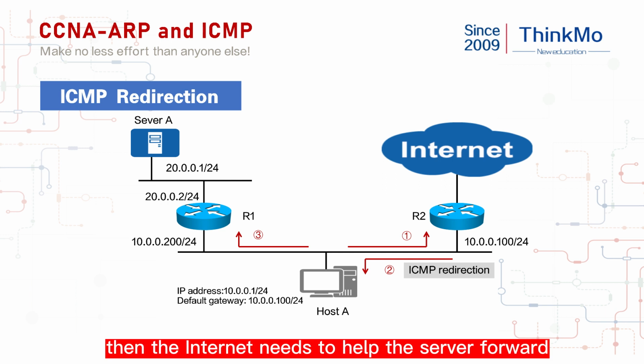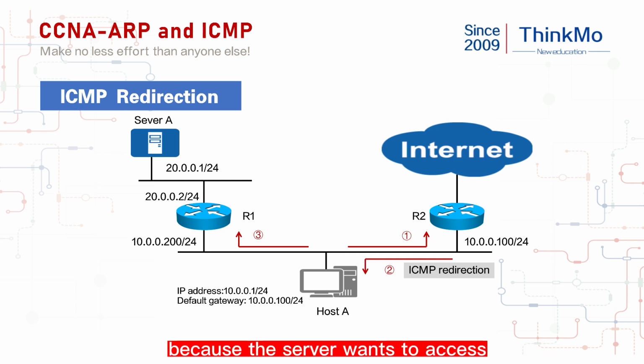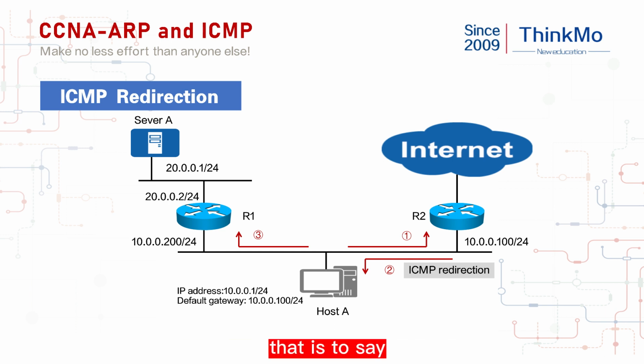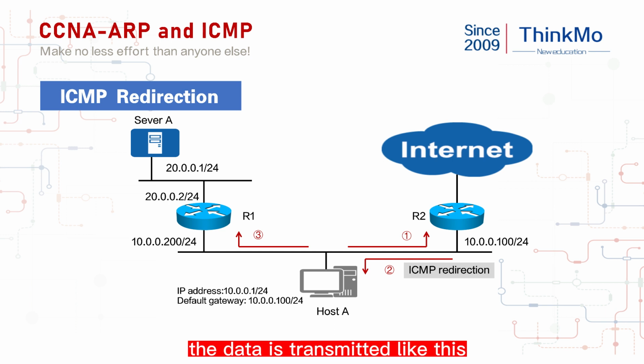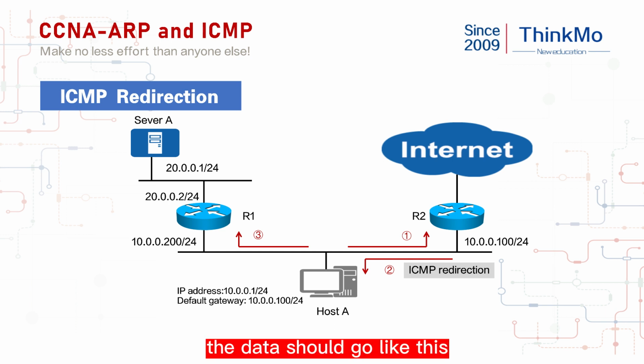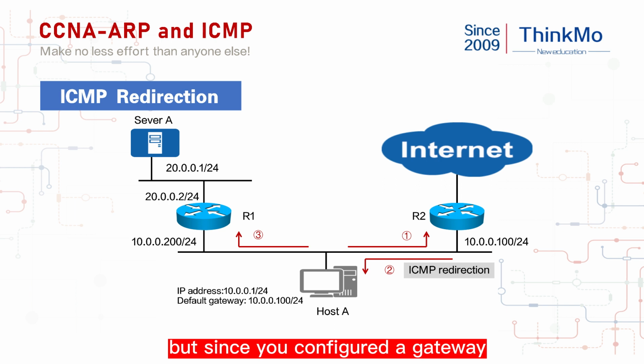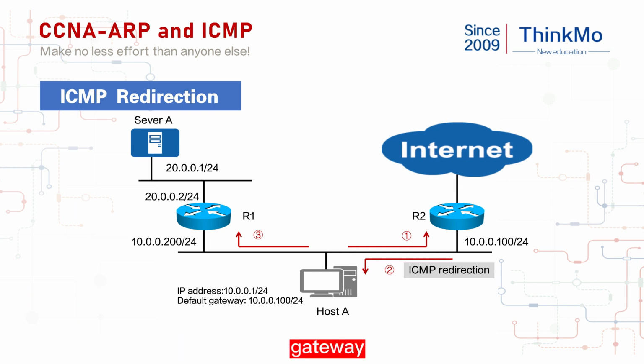Then the internet needs to help the server forward, because the server wants to access. The data has to be reset like this. That is to say, the data is transmitted like this. That actually, the data should go like this. It shouldn't come to the gateway. But since you configured a gateway, now across the network segment, gateway, so its contradiction appears.